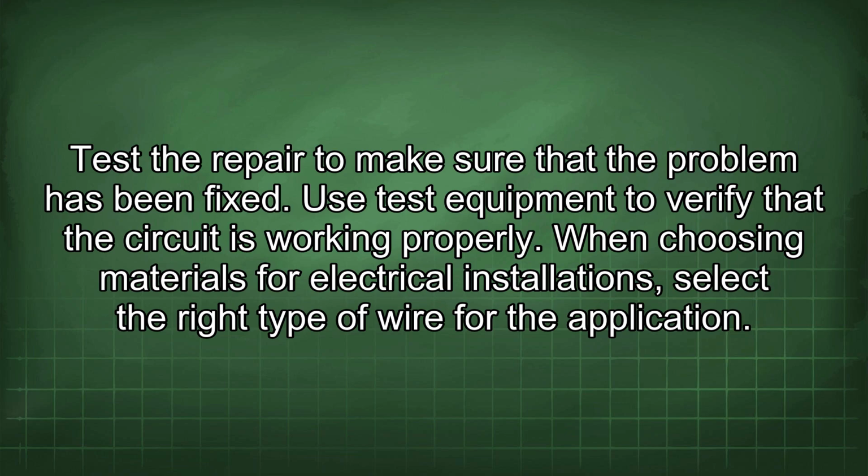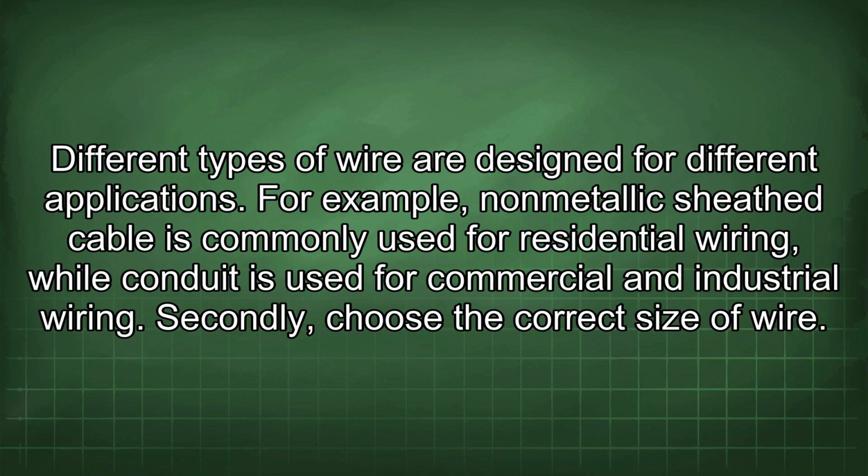When choosing materials for electrical installations, first select the right type of wire for the application. Different types of wire are designed for different applications. For example, non-metallic sheathed cable is commonly used for residential wiring, while conduit is used for commercial and industrial wiring.